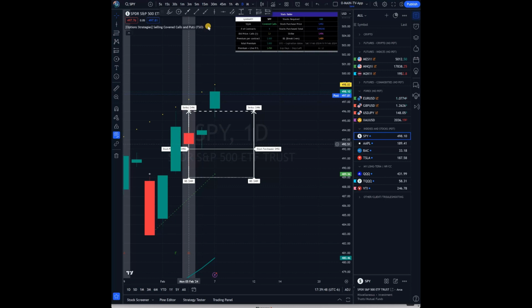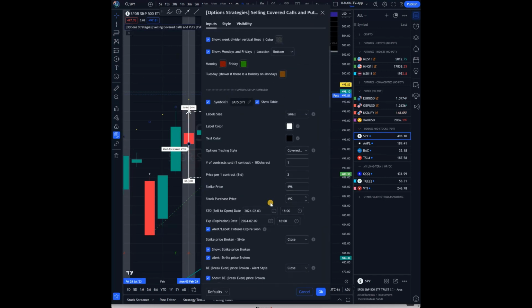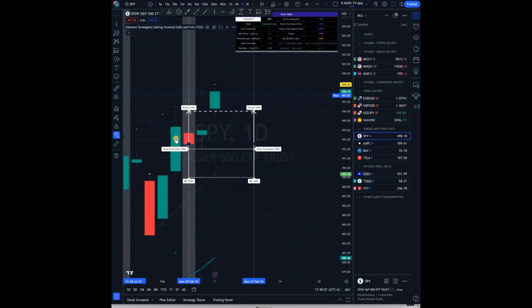This is 492.51. Let's see, 492.81. This is basically where I would approximately buy my stock. This is where I would buy my stock, as this is a covered call. We're going to do one contract. So this is the price you would purchase the stock.